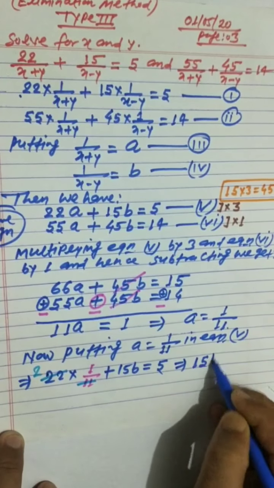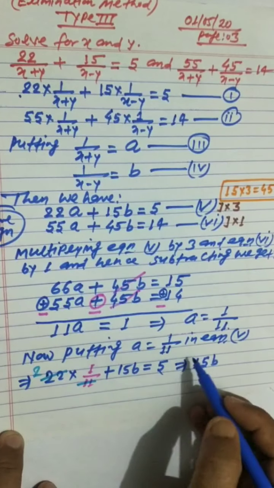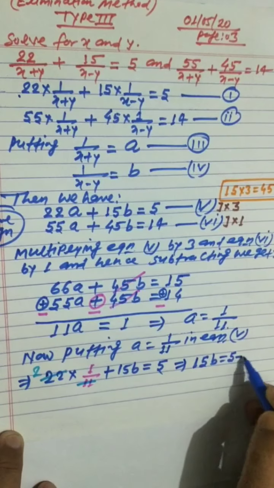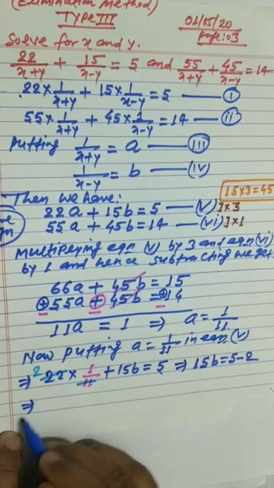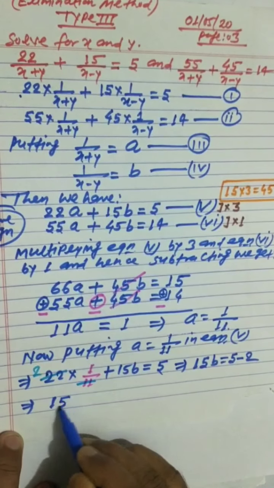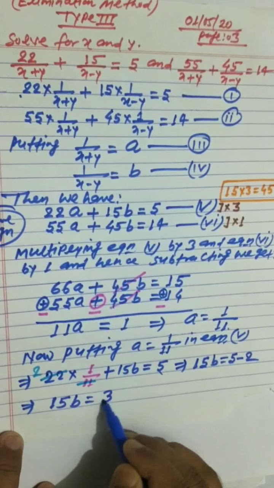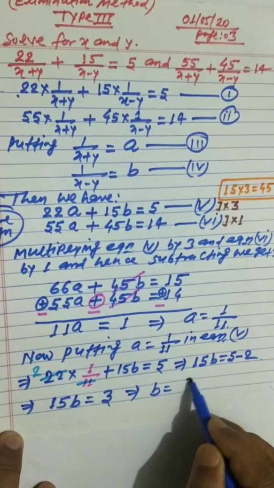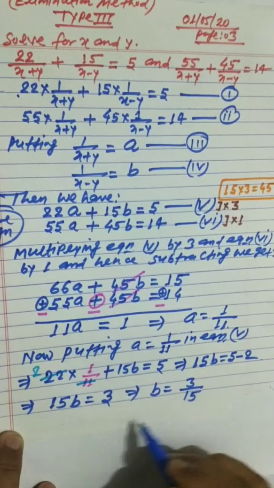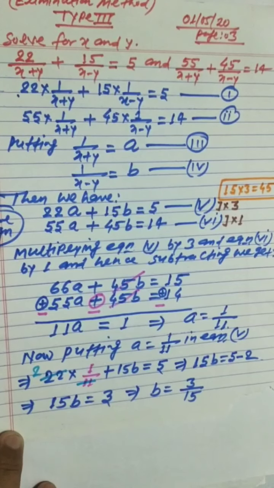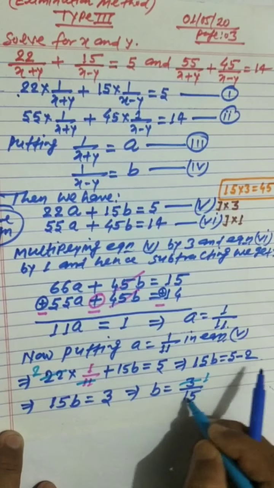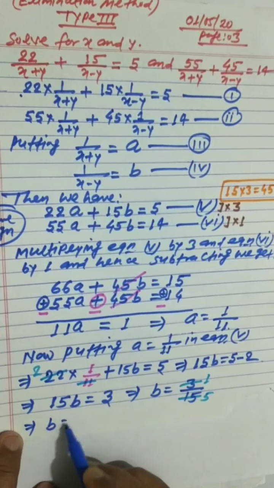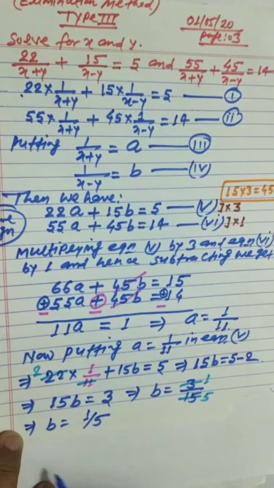15b is here, and we have to transfer these 2 from LHS to RHS. So it will be 5 minus 2. This implies that 15b is equal to 3. 5 minus 2 is 3, and then b will be equal to 3 by 15. Now it can be cancelled. 3 1s are 3 and 3 5s are 15. So you have got the value of b, which is equal to 1 upon 5.